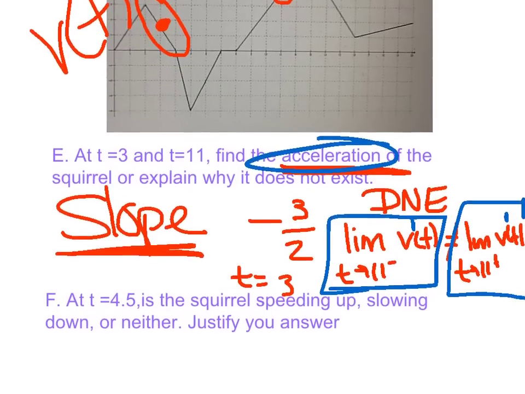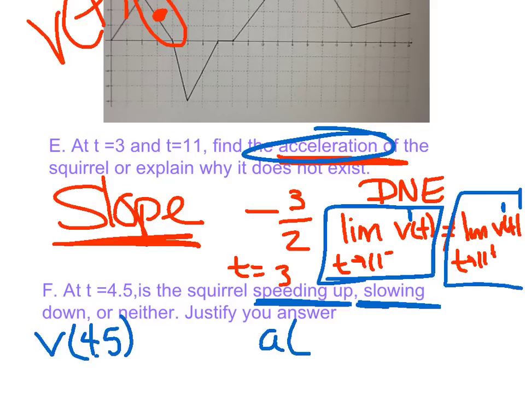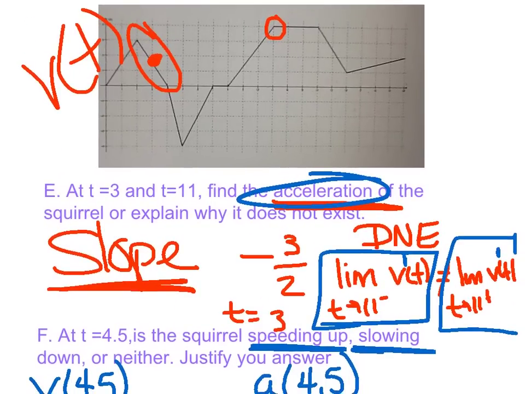Letter F, we're almost there. At t equals 4.5, is the squirrel speeding up, slowing down, or neither? Justify your answer. Well, again, hopefully the trigger there for speeding up and slowing down is telling you in your head you need to compare velocity at 4.5 to the acceleration at 4.5. So take a look at that graph one last time. Hopefully it is pretty straightforward. Find your 4.5, which is about here, and compare the velocity and the acceleration.